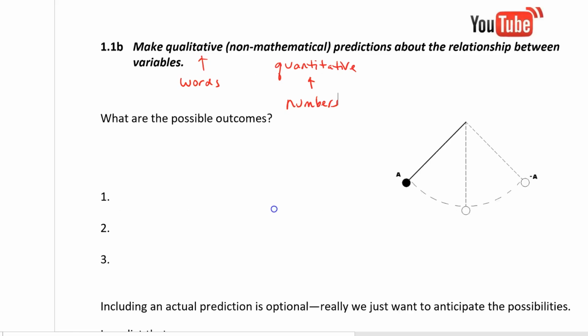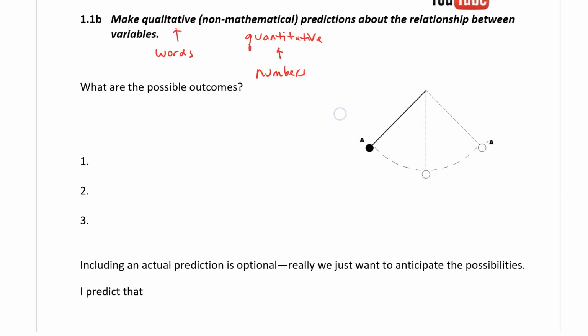So in our initial lab using the pendulum, what are the possible outcomes? What are the predictions that we should be thinking about? Well, we're changing three things, aren't we? We're changing amplitude, and we're wondering how this may have an effect on period. We're changing mass, and we're changing length. So these are the outcomes that we're going to think about here.